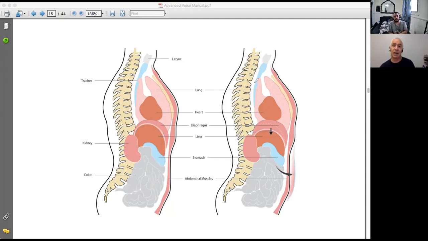Now, if that's happening, and lots of people have tense abs, how do you think you're going to get a breath? Because obviously you have to keep breathing somehow. They're going to be very shallow and very rapid. If you can't get your expansion downward with the diaphragm, then you have to get your expansion upward. You have to lift away from that obstruction.